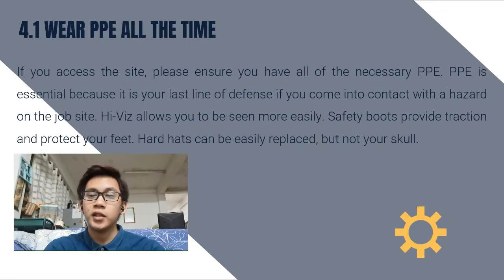4.1 Wear PPE all the time. So, what is PPE? PPE is personal protective equipment. When you access the site, please ensure you have all the necessary PPE. PPE is essential because it is your last line of defense if you come into contact with a hazard on the job site. High vis allows you to be seen more easily. Safety boots provide traction and protect your feet. And one friendly reminder, hard hats can be easily replaced, but not your skull.